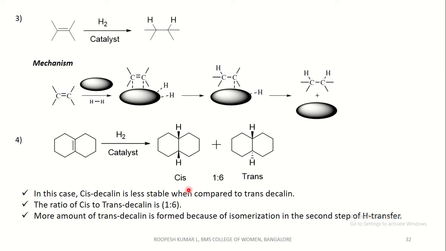There is a cis decalin, there is a trans decalin. In this case, the cis decalin is less stable. This is very less stable compared to trans decalin. The ratio of cis to trans decalin is 1:6. More amount of trans decalin is formed because of isomerization in the second step of hydrogen transfer.